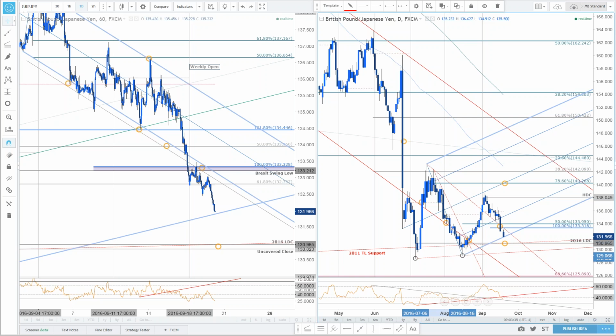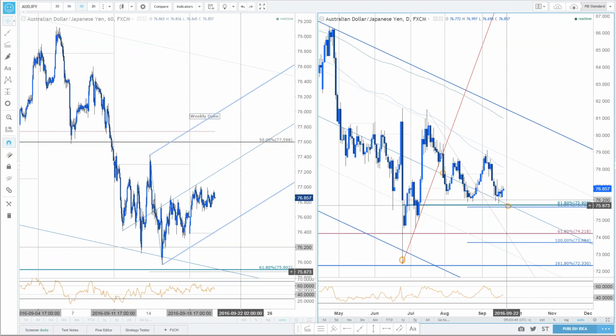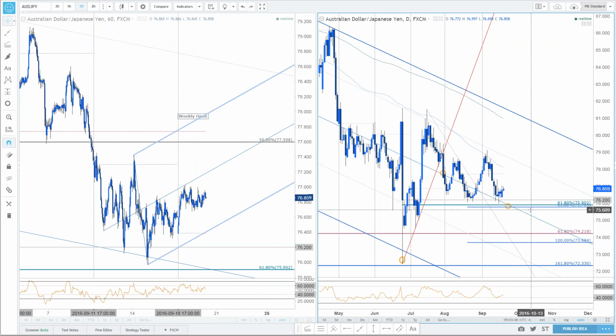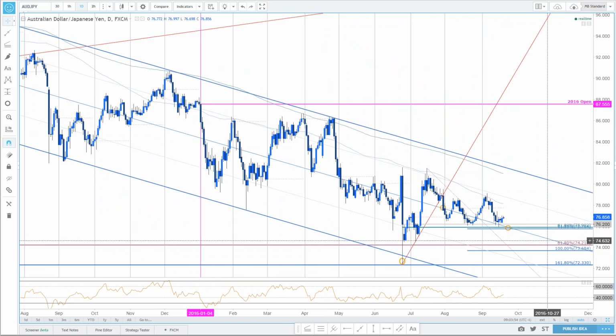A quick look at some other yen crosses. Again, not stuff that I'm necessarily trading per se, guys, but I do want to just reflect on these as we get into the policy decisions. Here's what Aussie yen looks like. I just wanted to highlight critical support right down here. 75.76 into 75.90, an area of interest for major key support in my mind.